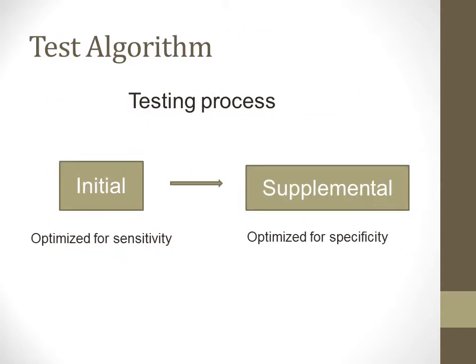So in the testing process, it is important for us that the initial test be optimized for sensitivity. The initial test should be optimized to pick out patients who are HIV positive, and then we want the supplemental test to be more optimized for specificity to make sure that this is a truly positive patient.